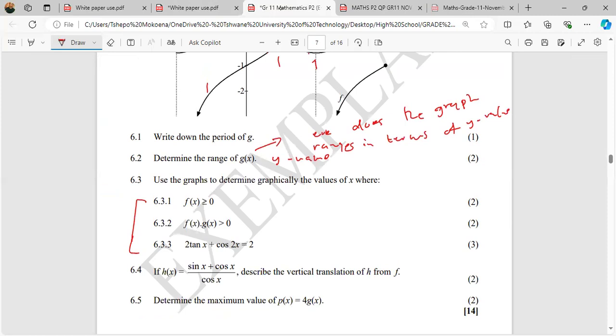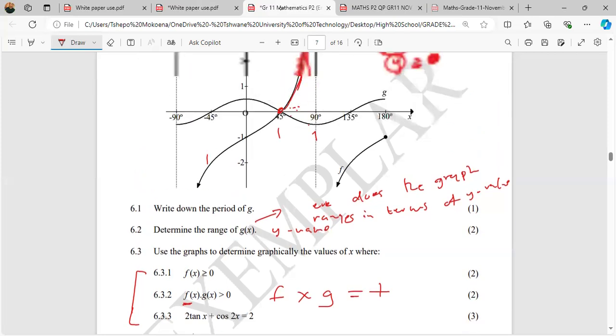Look, f at x multiplied by g at x greater than 0. Meaning, what does that mean? That means if you take the graph of f and multiply it by the graph of g, you get positive, because greater than 0 means positive, right? That's what it means, okay?